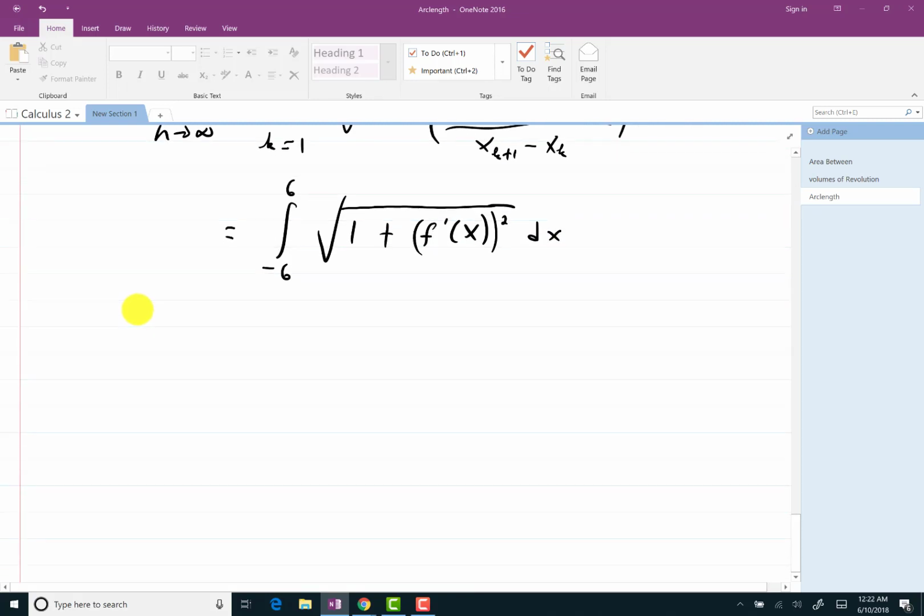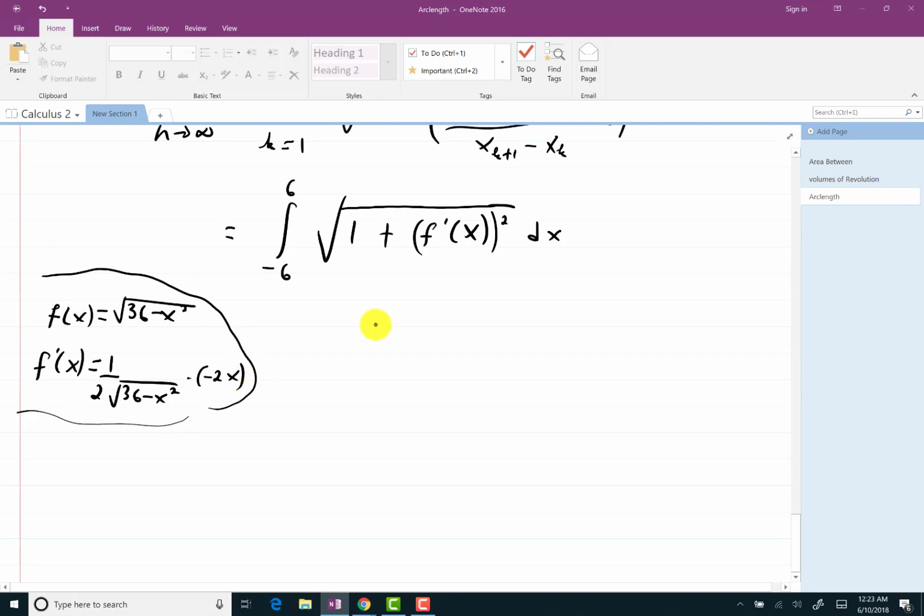Well, what was f of x equal to? f of x was equal to the square root of 36 minus x squared. So its derivative, remember to use your chain rule. This is like 36 minus x squared to the 1/2 power. So you get 1 over 2 radical 36 minus x squared. Then take the derivative of what's inside. So the derivative of 36 minus x squared is -2x. So that's just an aside. Let me come back to my integral here.